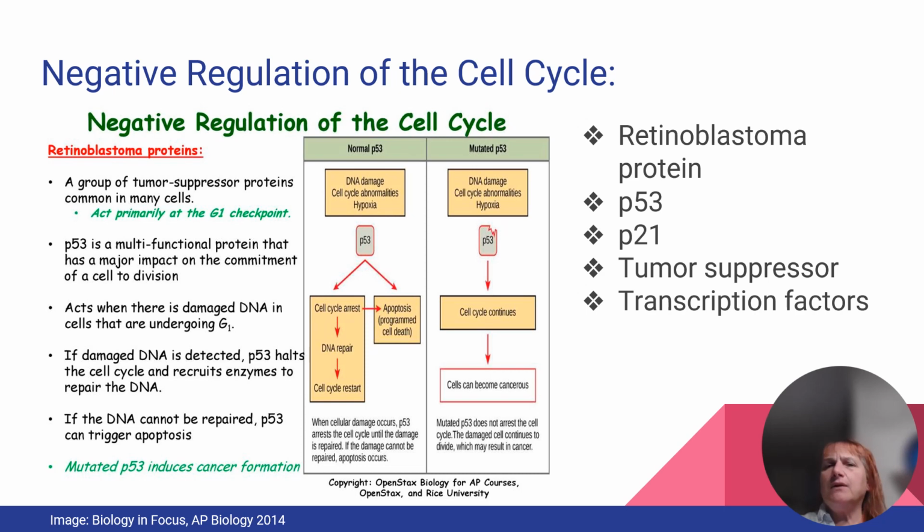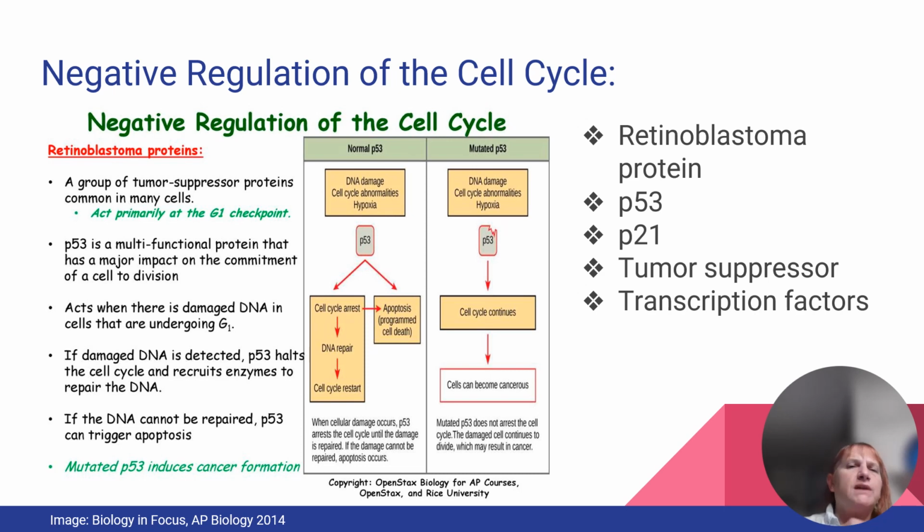So, negative regulation of the cell cycle. The best understood negative regulatory molecules are retinoblastoma proteins, P53 and P21. Retinoblastoma proteins are common in many cells and are a group of tumor suppressing proteins. Much of what we know about cell cycle regulation has been acquired from research done on cells that have lost regulatory control. In cells that have been found to be replicating uncontrollably, all three of the proteins have been damaged.